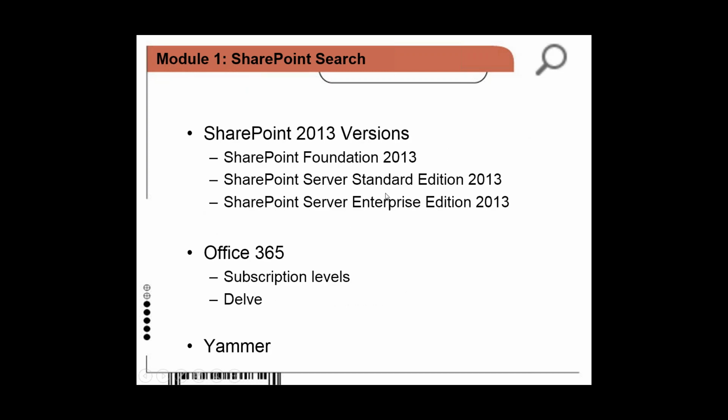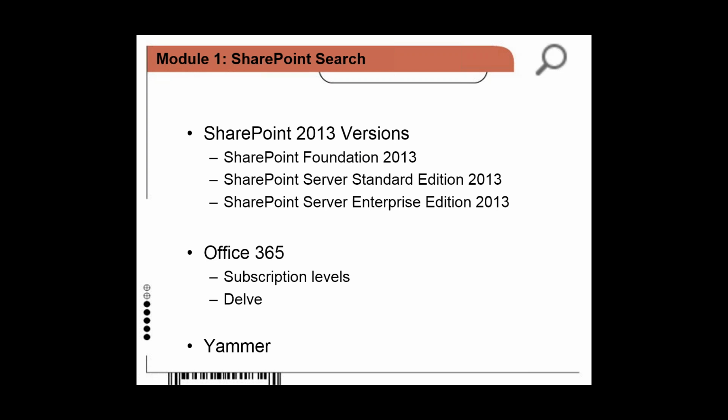A little background about versions. This presentation is largely focused around Server, Standard Edition, Enterprise Edition, and Office 365. Foundation doesn't support all of the search functionality by design. It's kind of limited, I guess, to encourage you to actually upgrade to Standard and Enterprise.